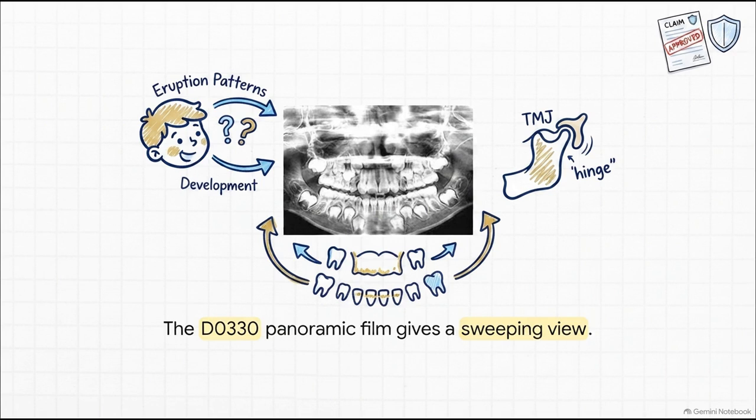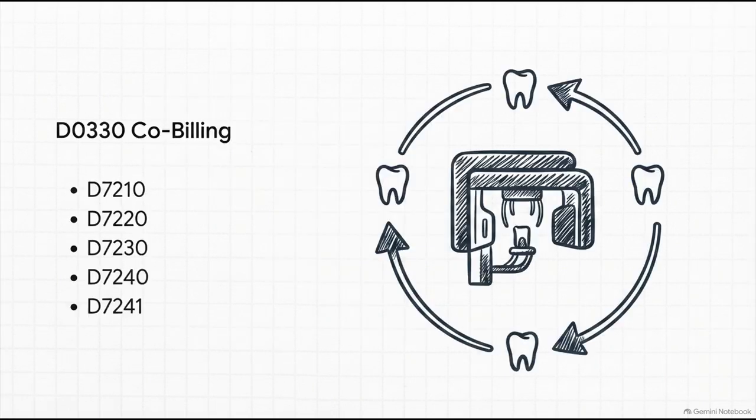Clinically speaking, you'll see this used all the time on pediatric patients to check out dental development, eruption patterns, and the positioning of primary and adult teeth. But its usefulness definitely doesn't stop at pediatric development. The D0330 panoramic film is heavily used and consistently co-billed with major surgical procedures.